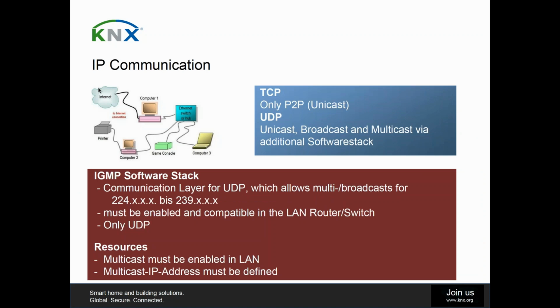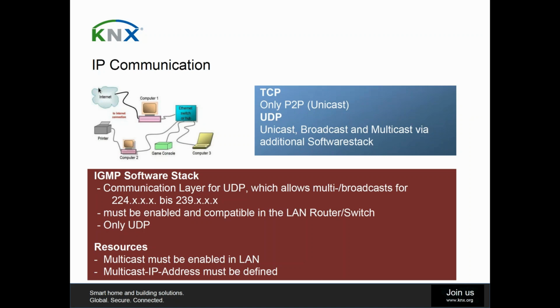Yeah, and that's different if we're going now to IP communication, which is the second part of our device for routing. If we consider only TCP, for example, then it's very well known that TCP is actually only a point-to-point connection, so it's only a unicast. And therefore, in the past, it was clear that the devices only supported UDP, because UDP also can be made as a unicast communication, so a point-to-point communication. But UDP also allows broadcasting and multicasting.